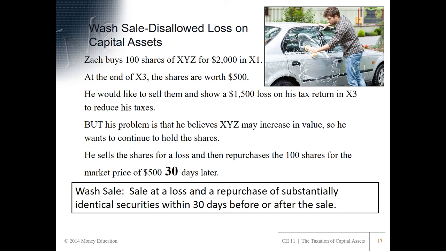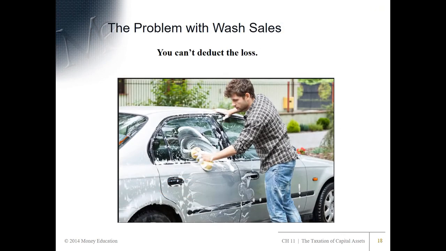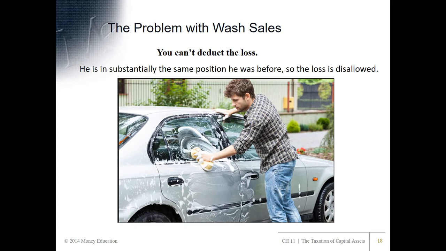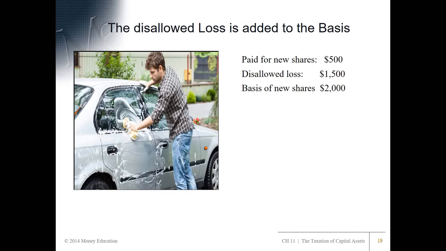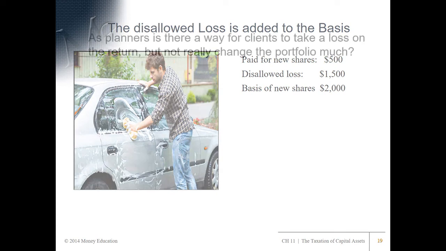A wash sale is a sale at a loss and a repurchase of substantially identical securities within 30 days before or after the sale. This is a sale at a loss, not a gain. And of course, as you recall, the problem with wash sales is you can't deduct the loss. Now he's in substantially the same position he was before, so the loss is disallowed. But the disallowed loss is added to the basis. So his basis of the new shares will be $2,000.